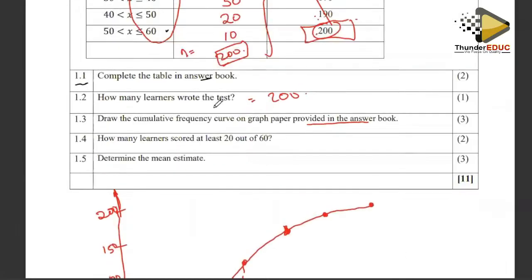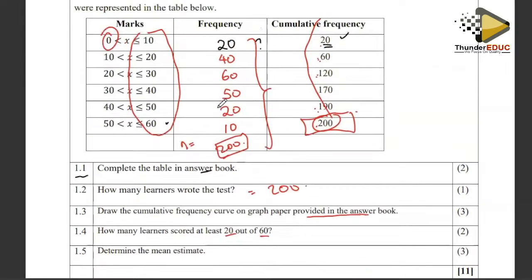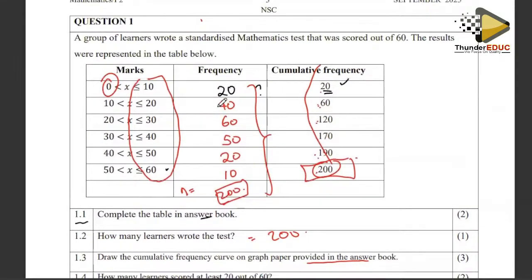Then how many learners scored at least 20 out of 60? When they say at least, it means that the minimum is 20, but the maximum can be 60. So what do we do in that case? We know that between 10 up to a maximum of 20, we have 60 learners.